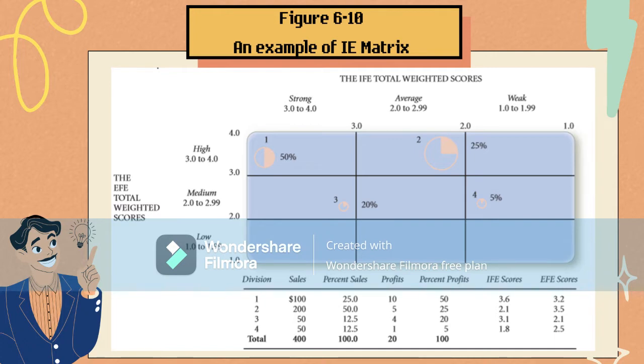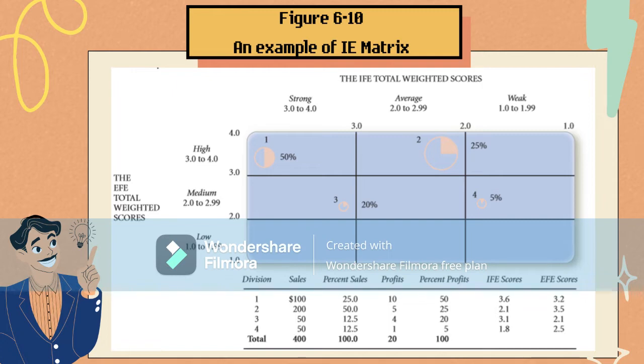The IE matrix is a vital and calculated administration tool that is used to examine the vital position and working of an organization or a trade. The IE matrix is a strategic management tool which is used to analyze the current position of a division and suggest strategies for the future. In figure 6-10, it is an example of an advanced and complete IE matrix which depicts an organization composed of 4 divisions, division 1, 2, 3, and 4.